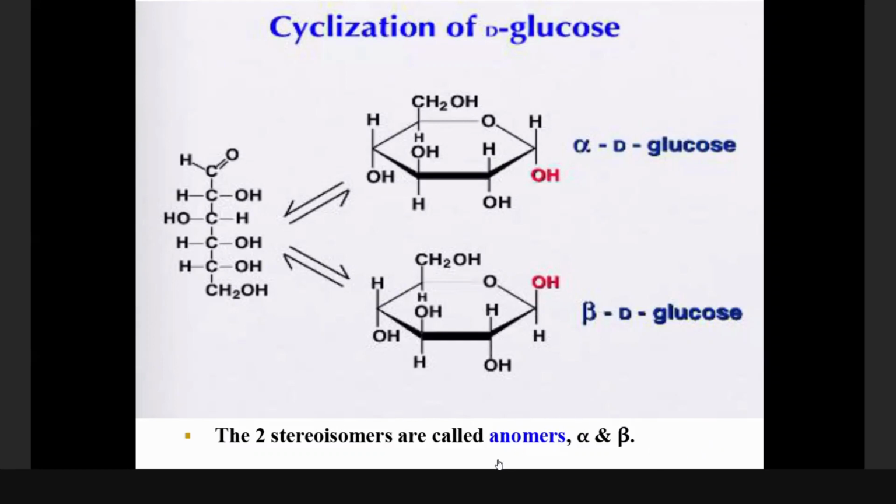Alpha and beta are anomers of each other. They have the same arrangement of OH except on the anomeric carbon. On the anomeric carbon, at carbon number 1, in alpha-D-glucose the OH is down. In the beta form, the OH is up.